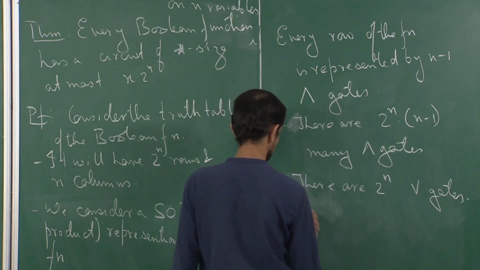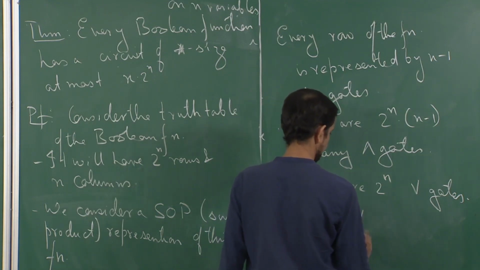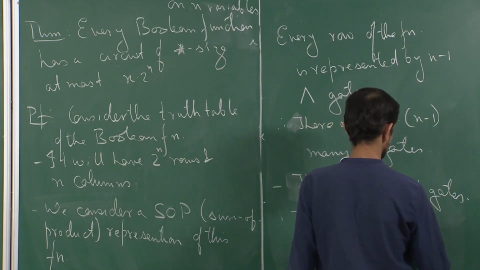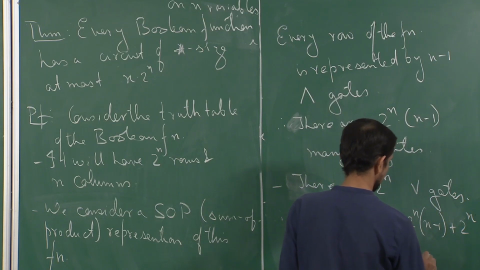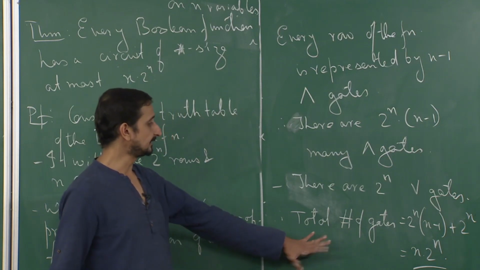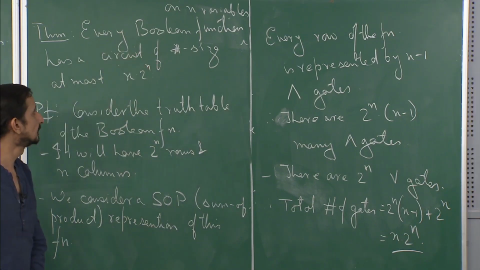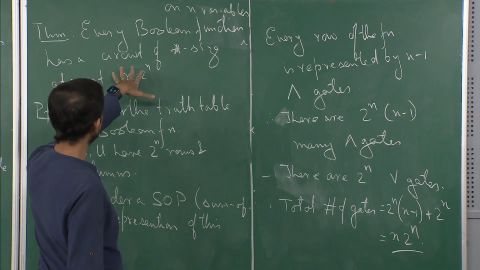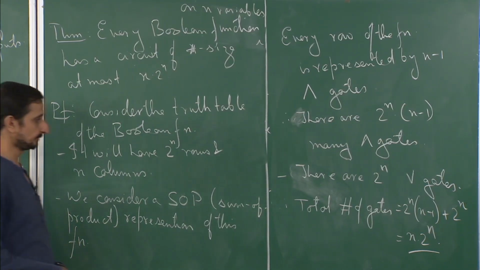So therefore, the total number of gates is equal to 2 to the power n into n minus 1 plus 2 to the power n, which is equal to n times 2 to the power n. Okay, and we are of course not counting the NOT gates, so this is the star size. Okay, so any Boolean function on n variables can be represented by a circuit having star size at most n into 2 to the power n.